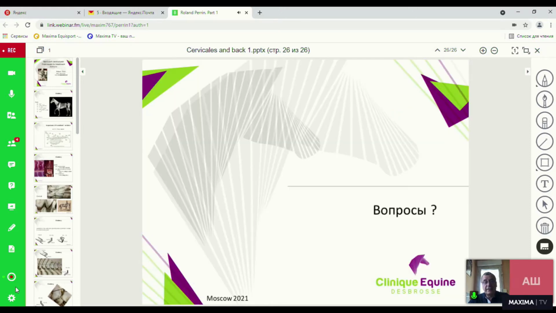So, I didn't want to talk a lot about anatomy, but just to remember some important things. So the key points are, from the cervical to the lumbar, you have more flexibility on the cervical and very little flexibility on the lumbar area. This is the first key point.